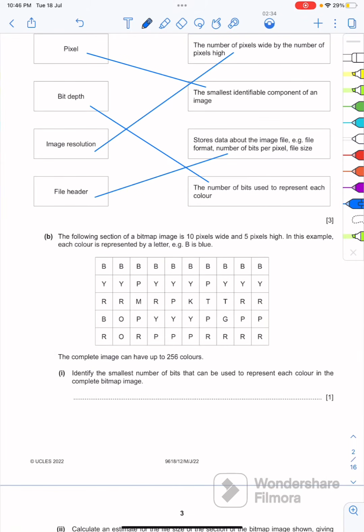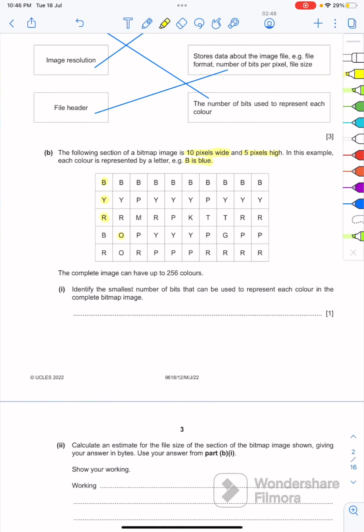The following section of a bitmap image is 10 pixels wide and 5 pixels high. In this example, each color is represented by a letter. B is blue, so this is blue. I would assume this is yellow, this is red, this is orange, etc. The completed image can have up to 256 colors. Identify the smallest number of bits that can be used to represent each color in the complete bitmap image.